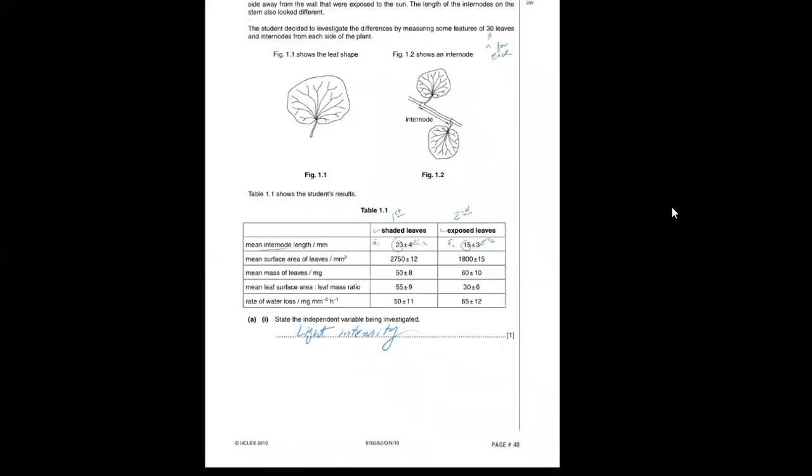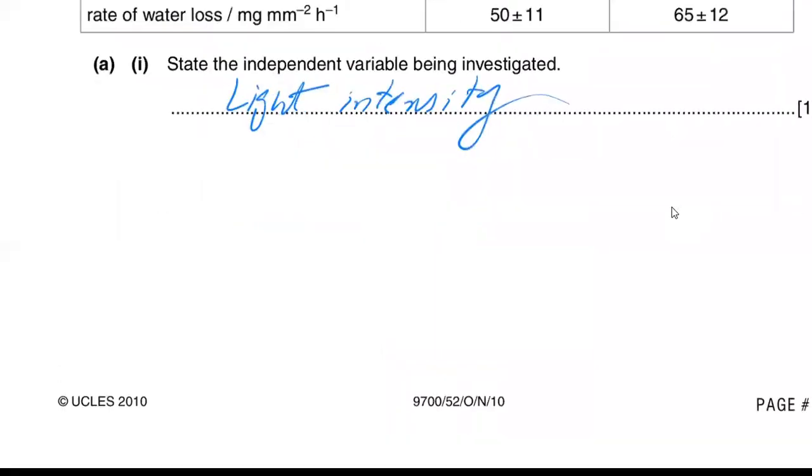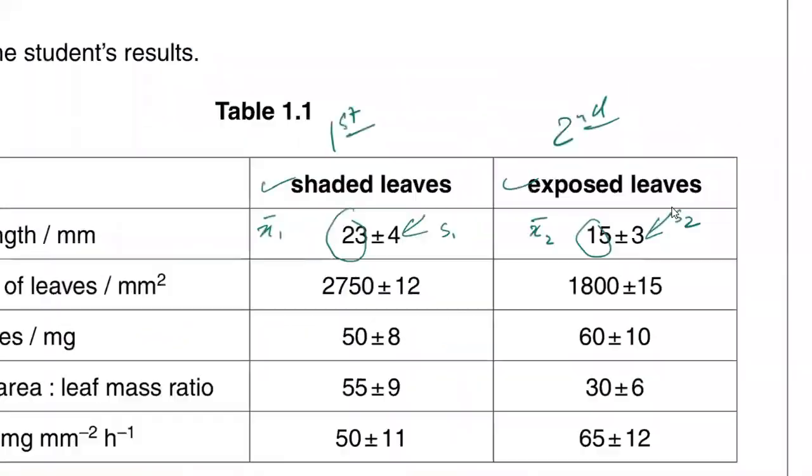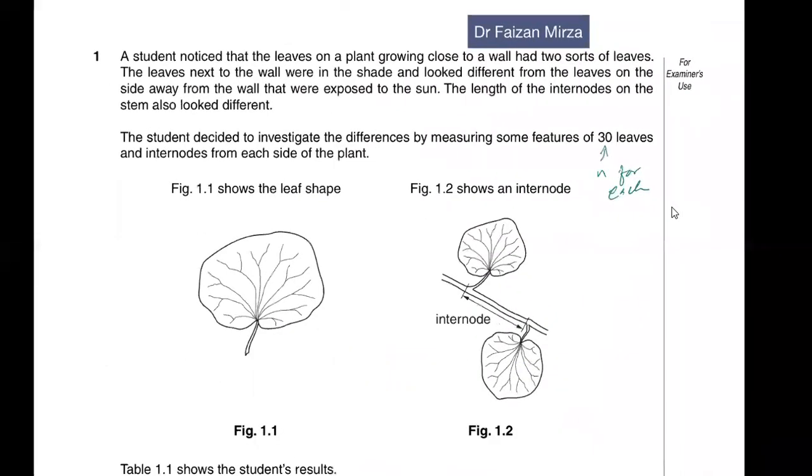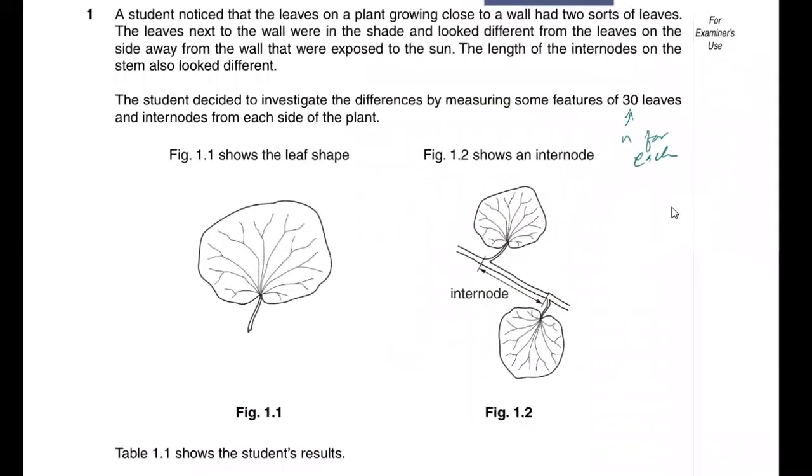So this question is actually related to plants. This question came back in October/November 2010. This was the second variant of paper 5. Now in this question, it's a fairly simplistic question to begin with. It's a very simple question. Again, I would recommend that once you are done with this video, do attempt this question all by yourself to see how much you were able to comprehend.